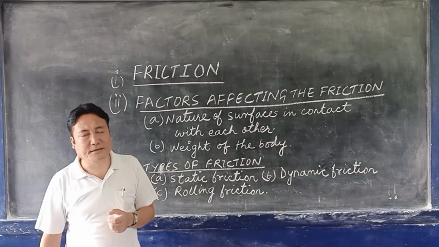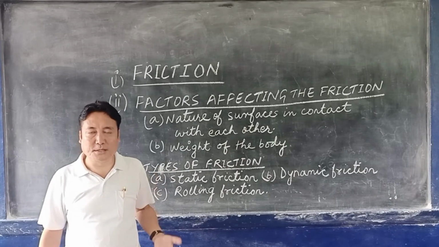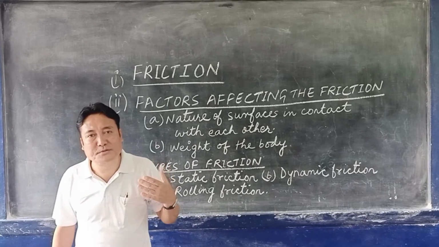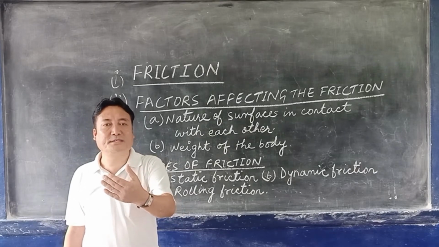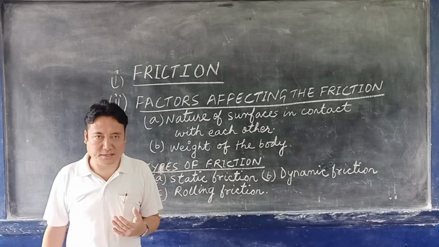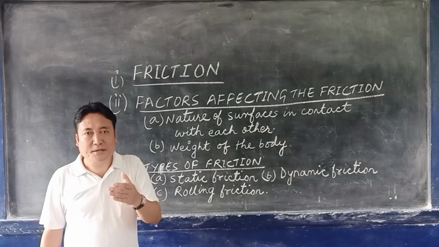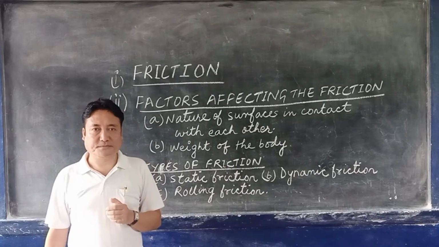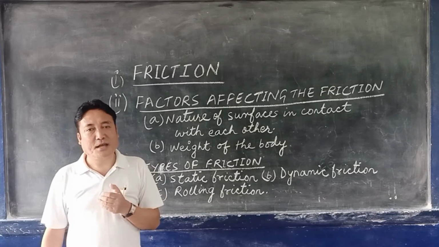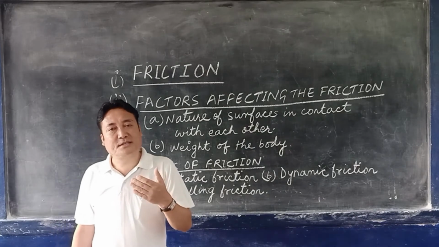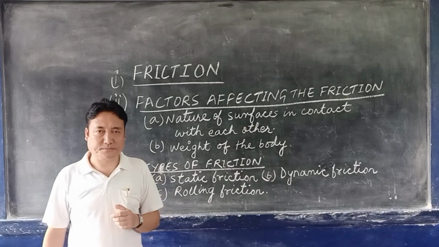Now I will give you an example. Suppose you roll a ball on the ground. The ball moves on the ground, and slowly the speed of the ball starts reducing. It becomes lesser and lesser, and after traveling a certain distance, the ball finally stops. It comes to a state of rest.